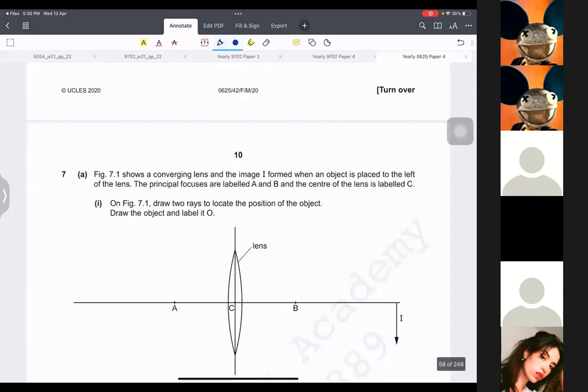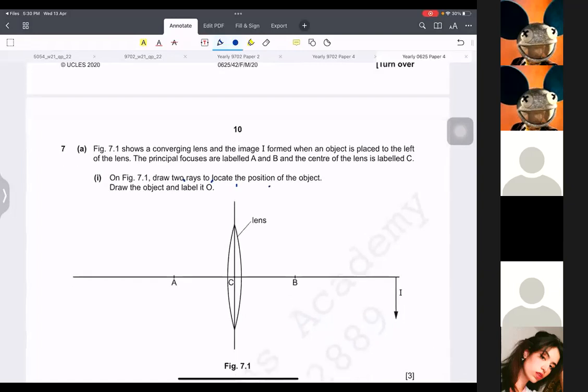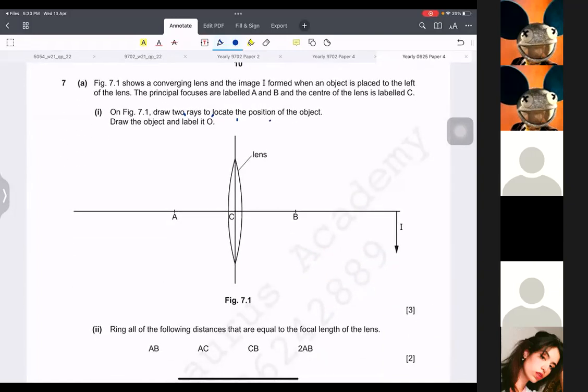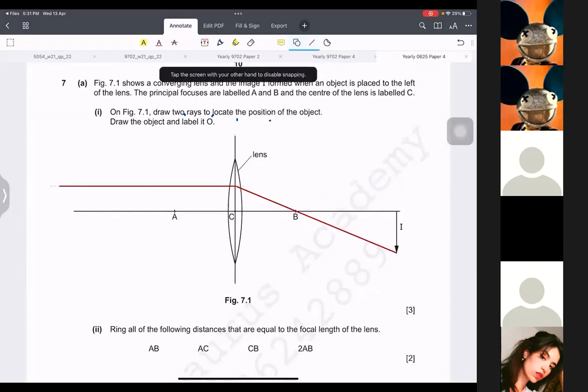Right. Now, question number 7. Now, this is very important, and please do learn this. It says on the figure, draw 2 rays to locate the position of the object. So the image is given. First of all, you will pick the top of this and go through the optical center. So this is the optical center, it goes to the optical center. Then just make a straight line like this.